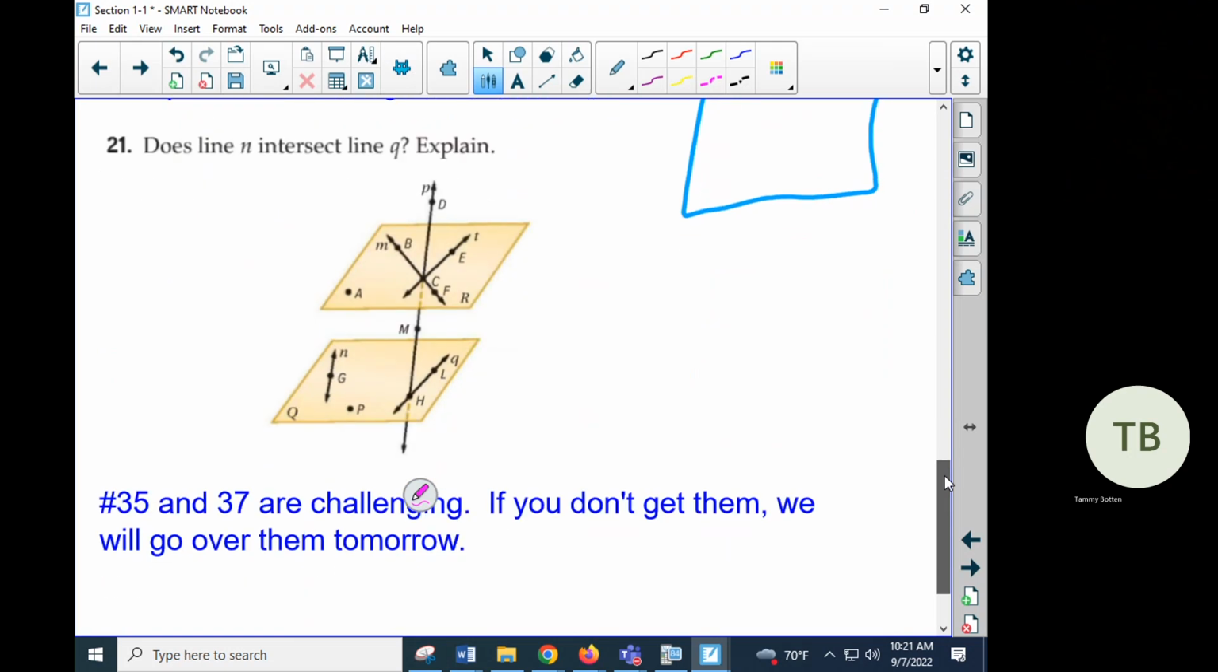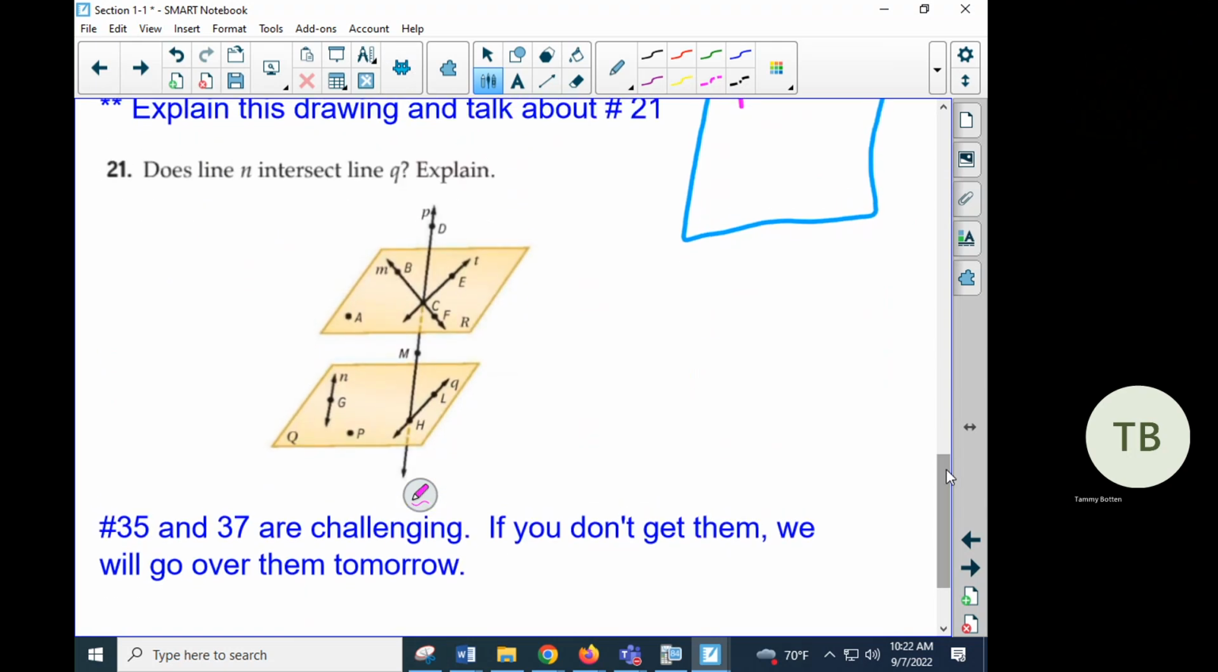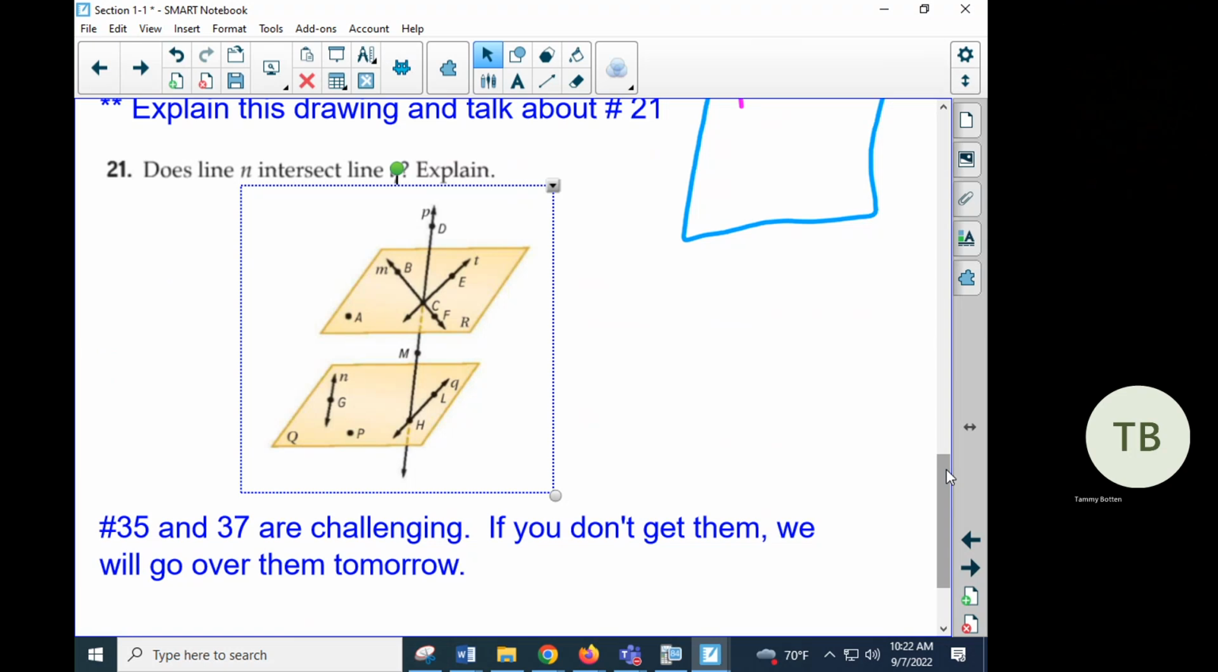And then I just have one more thing to explain. I want to explain to you what this is. This is 2 planes. This is number 21. It's 2 planes. So like our floor and ceiling. And then we have a line that cuts through the ceiling, goes through our room and cuts through the floor. So it'd be if you stab something through our ceiling and floor.